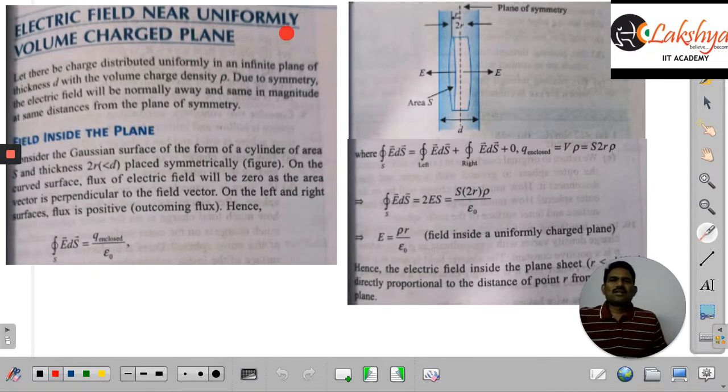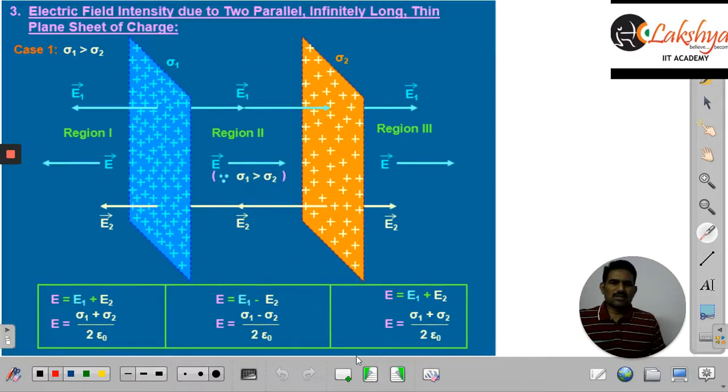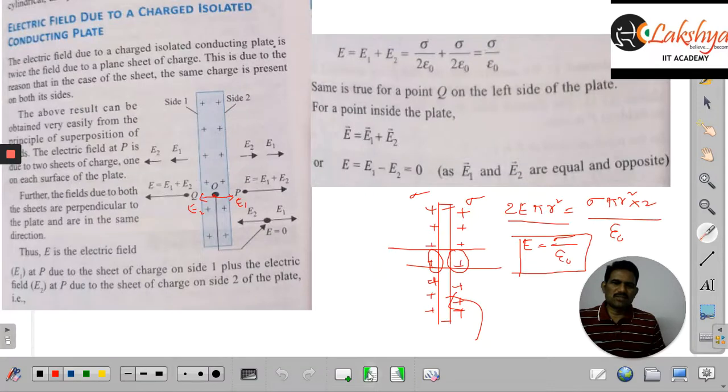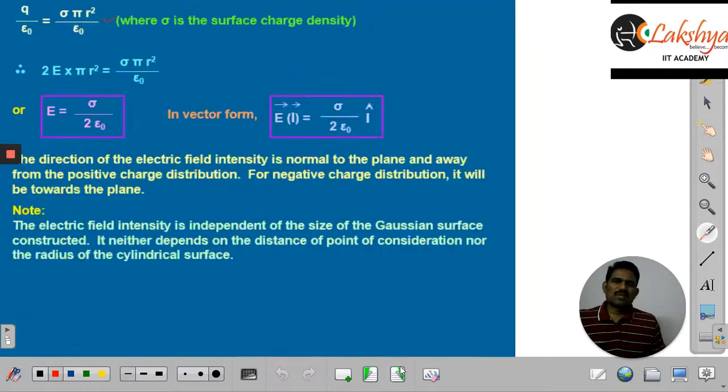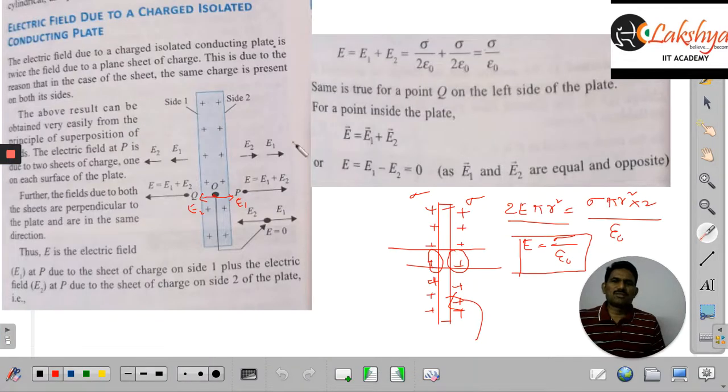electric field near a uniformly volume charged plane. All these cases we have taken are thin planes, which is why we mention a thin plane of charge here. Even this is a conducting plane, and a conducting plate is generally thin only. For a conducting plane, even if it is thin or thick, there is no difference. The word plane itself indicates that the thickness will be small.